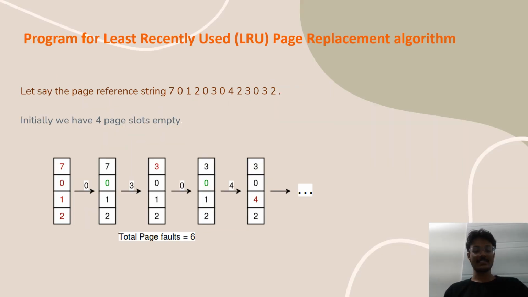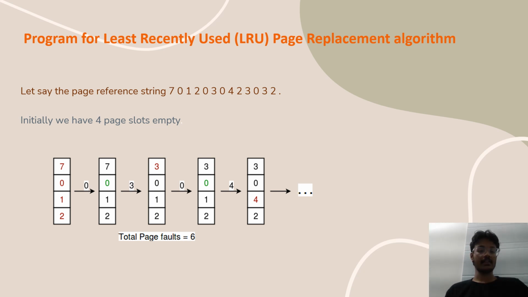Okay, let us discuss the program for the least recently used page replacement algorithm. Before going to the program, we will discuss how to solve this problem manually. I will tell you now. We have one problem here: 7 0 1 2 0 3 0 4 2 3 0 3 2. This is the problem given here. Initially, we have 4 page slots empty. That is called the frames.